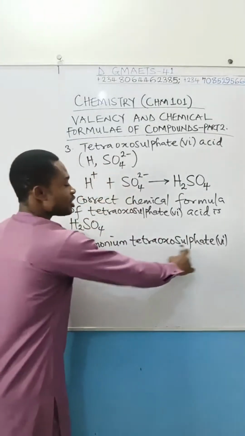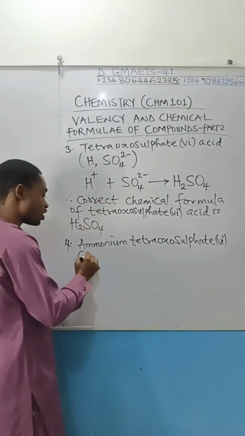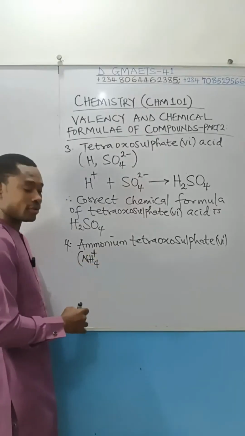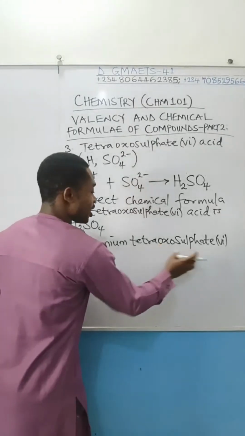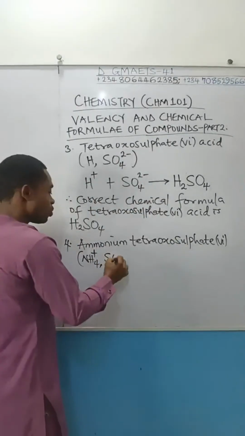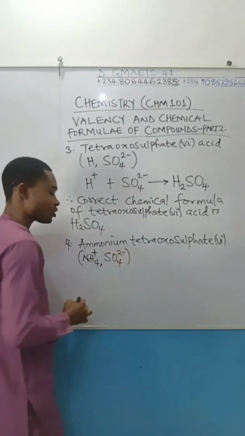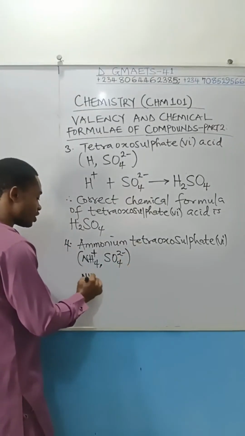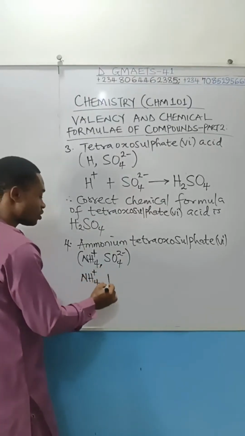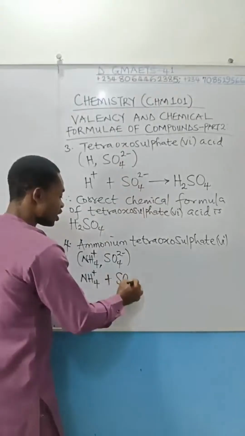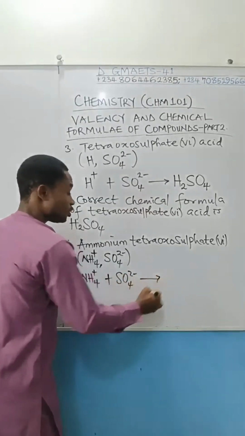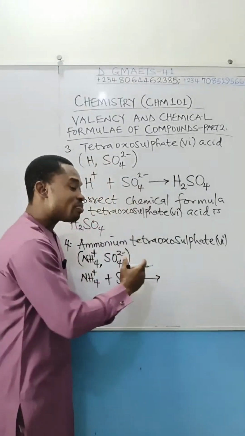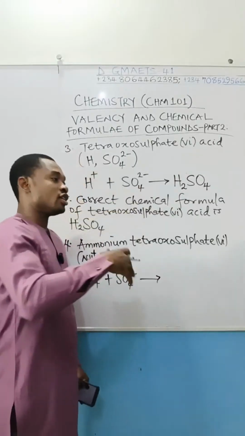Now, what are the component species of this ammonium tetraoxosulphate 6? The first one is the radical ammonium. The valency is +1. Then the next is the radical tetraoxosulphate 6, which is SO4. Its valency is 2-. Now, what is the correct chemical formula of ammonium tetraoxosulphate 6? Write the positive radical first, then combine it with the negative radical. You know what happens? They will interchange their valency.